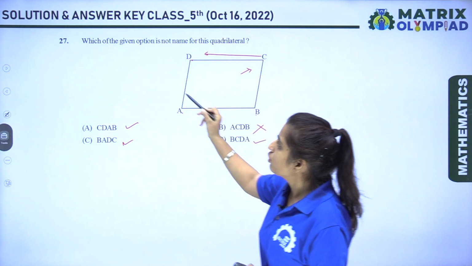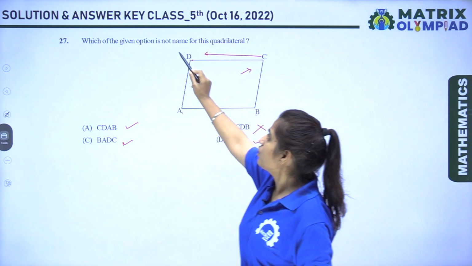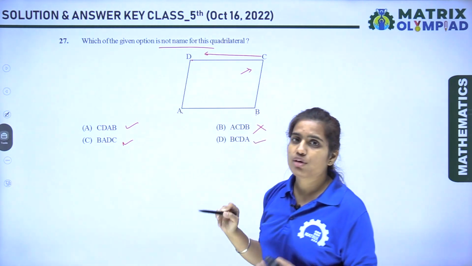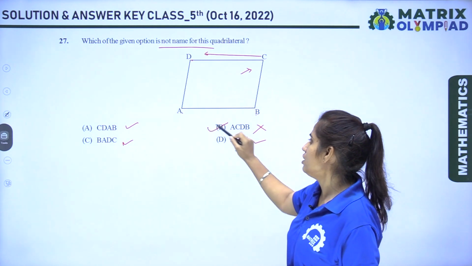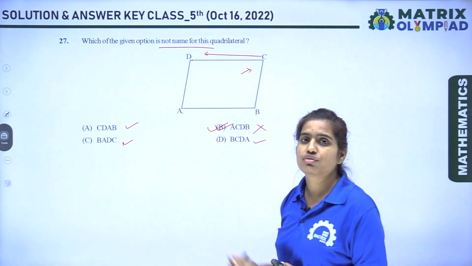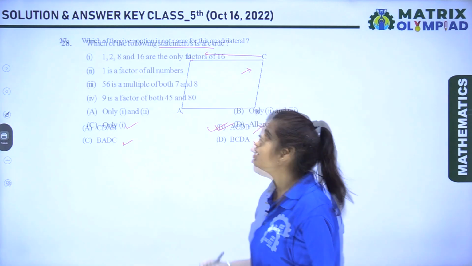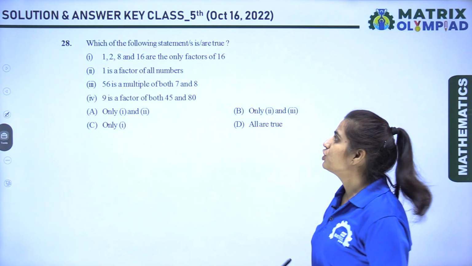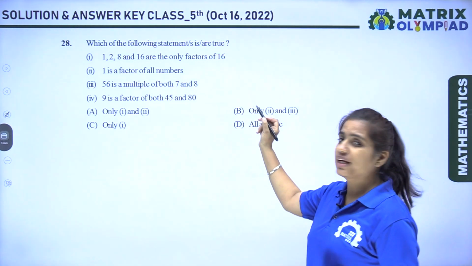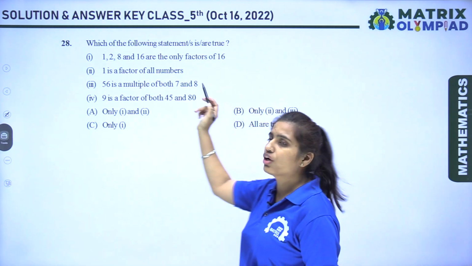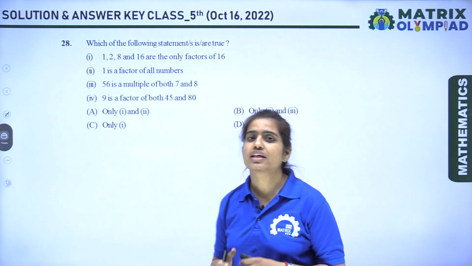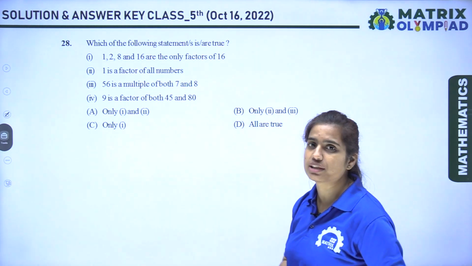Now, in the question it is asked that which of the given option is not the name of this quadrilateral. So, option B is the correct answer for the given question. Now, let's begin with the 28th question. Which of the following statement is true? Now, we have to find out the correct statement out of these 4 statements.